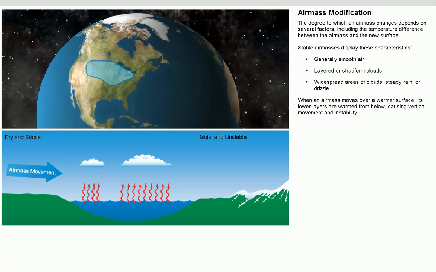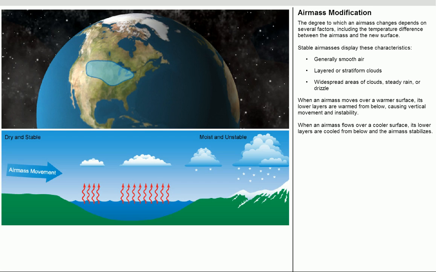Visibility is usually restricted due to widespread areas of clouds, steady rain, or drizzle. But as air masses move, their characteristics change. When an air mass moves over a warmer surface, it is warmed from below, and the air within the mass begins to rise, creating vertical movement. For example, this same continental polar air mass warms and acquires moisture as it passes over the Great Lakes. These changes create unstable air. This unstable air often results in large quantities of lake-effect snow over the Great Lakes and on the leeward shores.